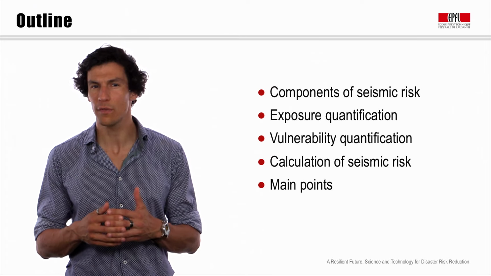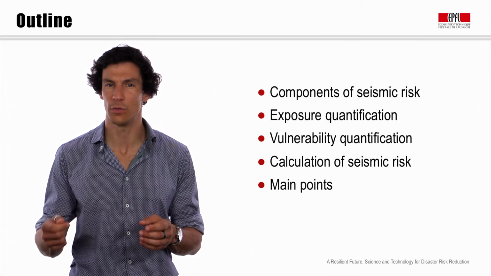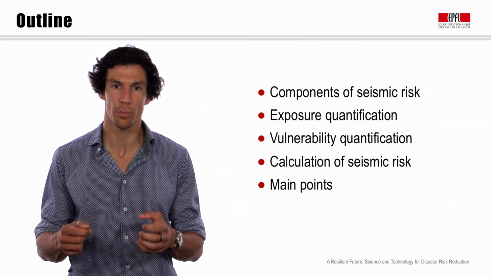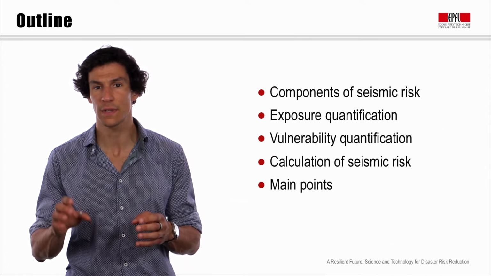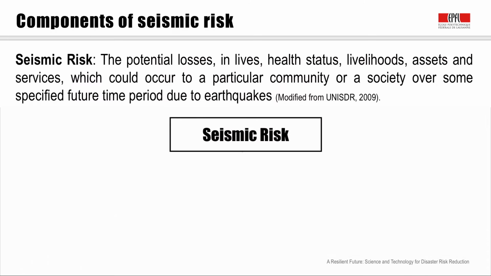I will also give you some examples of databases and tools that are currently available to compute components and risk in general. Seismic risk can be defined as the probability of losses of different types due to earthquakes in a particular region over a future time period. Ultimately, we are interested in developing models that help us estimate the probability of loss due to a seismic event that has not yet occurred.